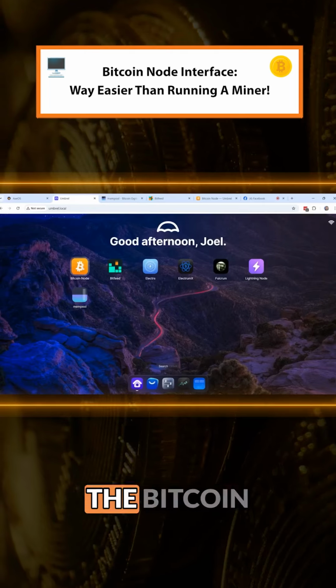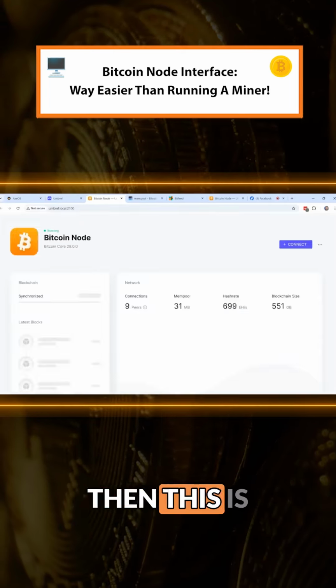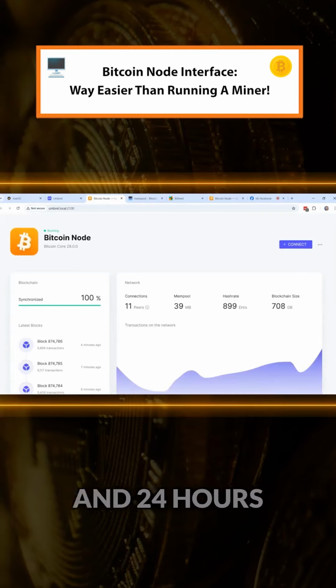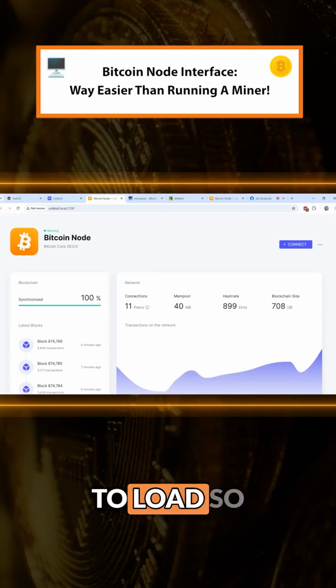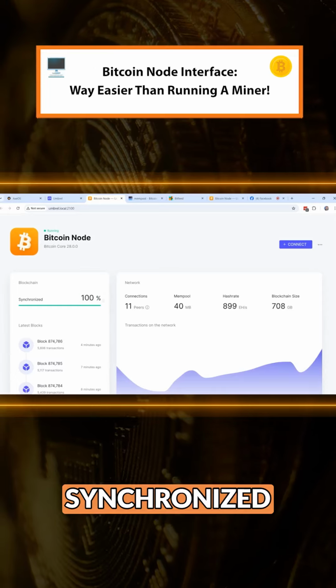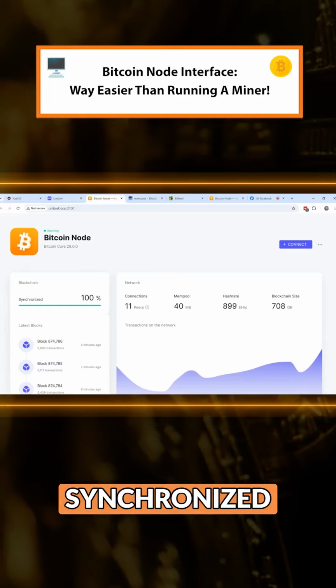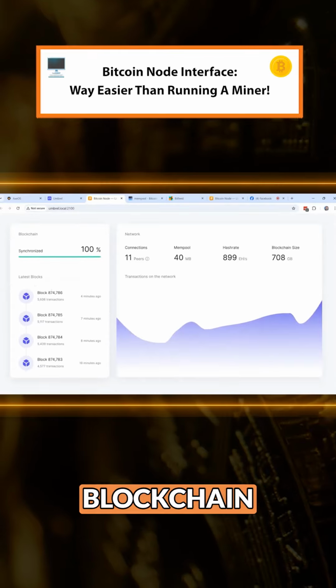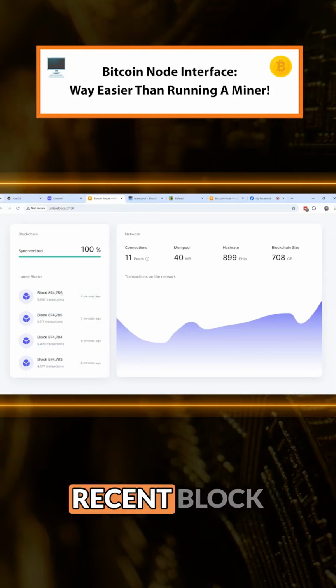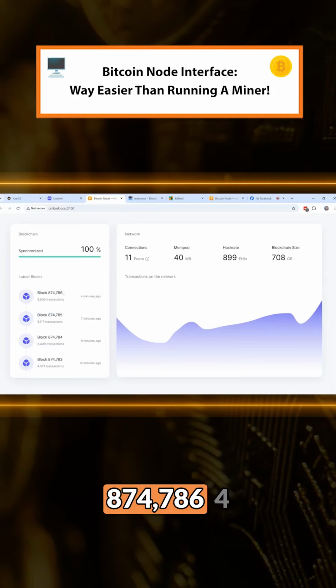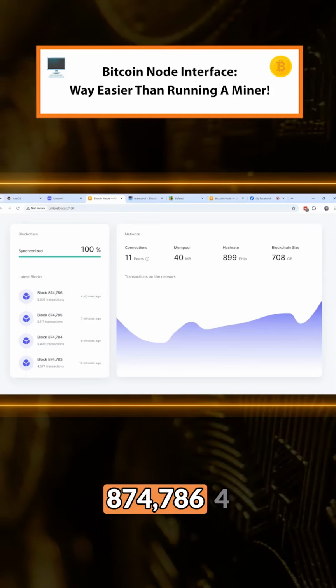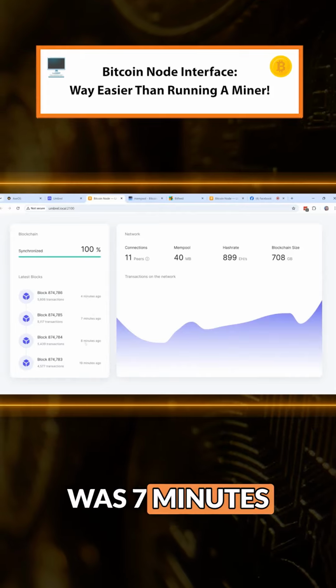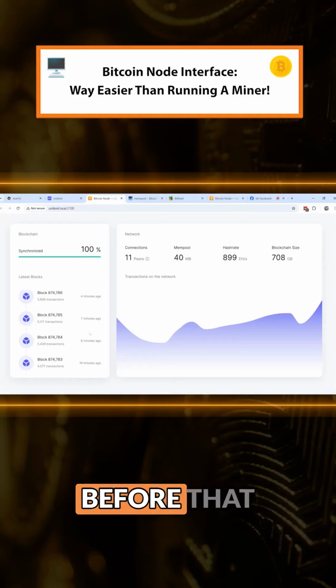And you click on the Bitcoin node. And then this is what took between 21 and 24 hours to load. So it says I'm 100% synchronized. That means my Bitcoin node is synchronized with the entire Bitcoin blockchain. It shows that its most recent block is block 874,786, 4 minutes ago. The block before that was 7 minutes. The block before that, 8 minutes. The block before that, 19 minutes.